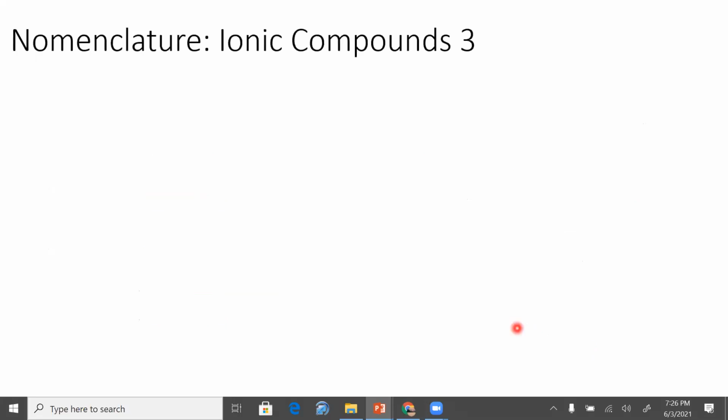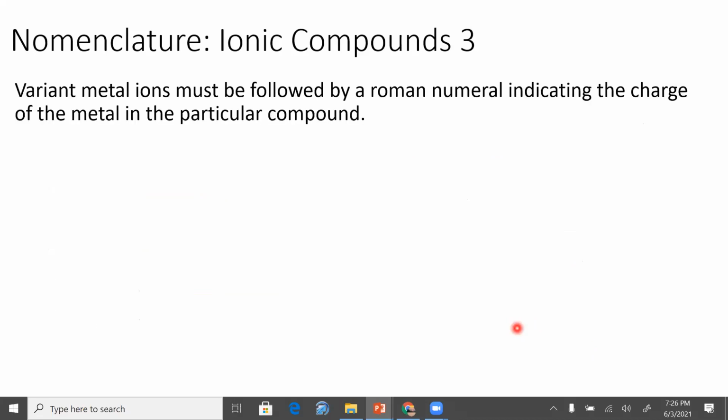All right, so now let's look at the next kind of category of nomenclature. We're going to call them ionic compounds type 3. These are ones whose cation is from a metal that has more than one possible charge. They're called variant metal ions. So sometimes, especially in the transition metal section, there are atoms that can form more than one possible charge.